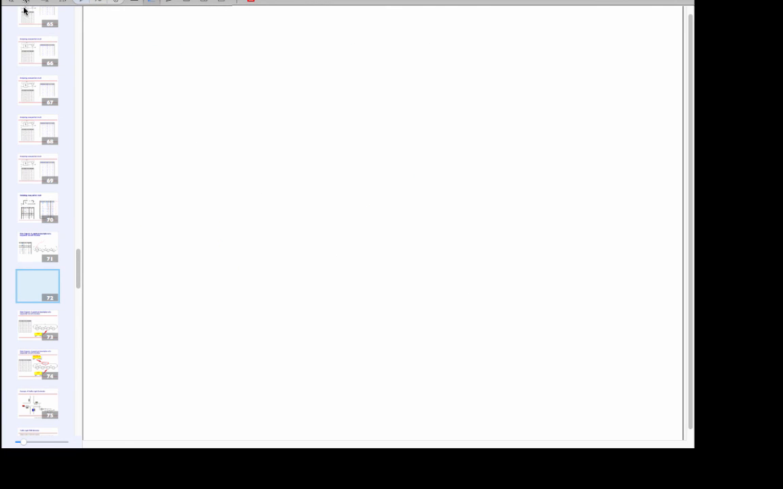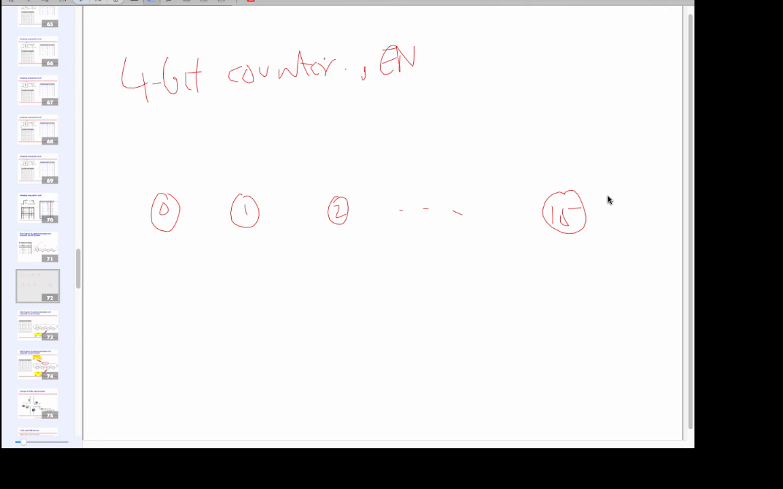So let's say I have a 4-bit counter. What do you think its state is going to be? A 4-bit counter with an enable signal. So firstly, how many states would I have? 16, right? Because 2 to the power 4 is 16. Let's call them count 0, count 1, count 2, all the way to 15. Okay, and I have an enable signal also.